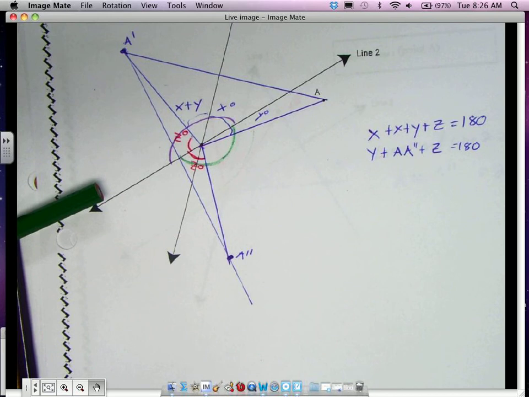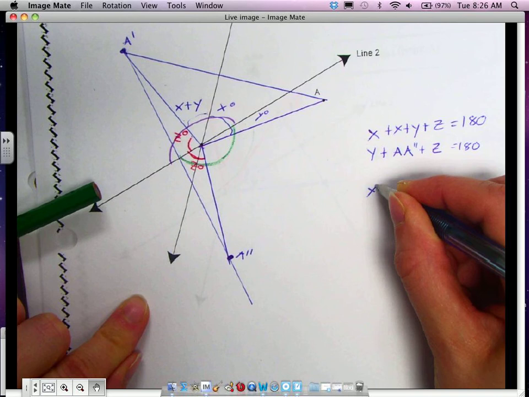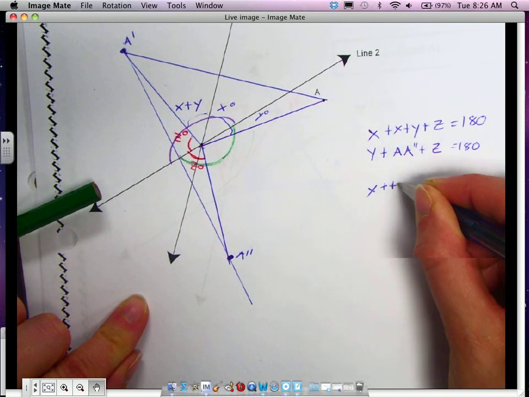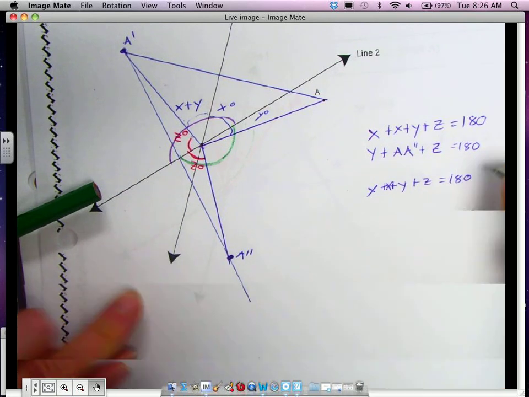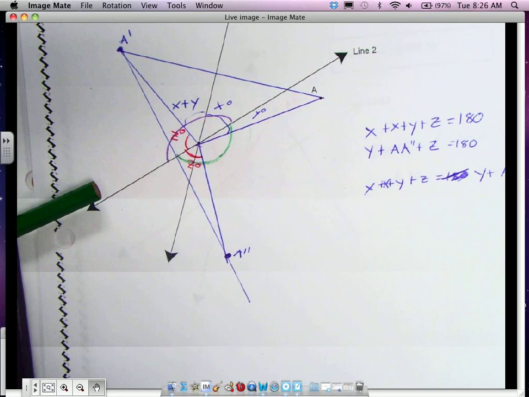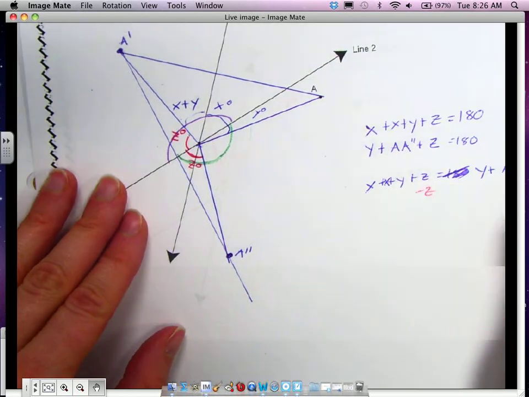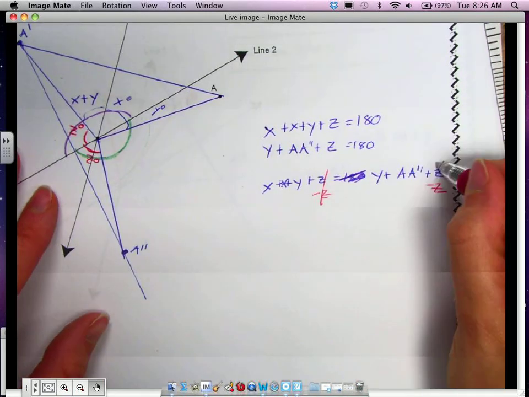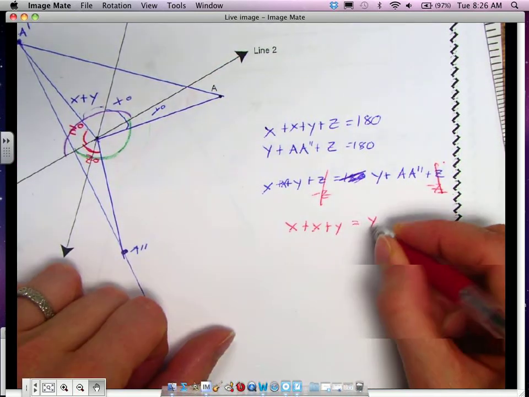All right. So the first thing I'm going to do is set them equal to each other. I'm going to have x plus y plus z equals 180 degrees. We don't have equals 180, we have the other side, y plus a not plus z. Okay, now I'm going to subtract from each side. I take away a z. They cancel, right? Okay, and I get x plus y equals y plus a not.